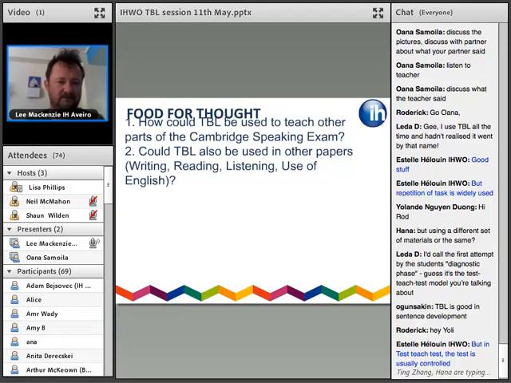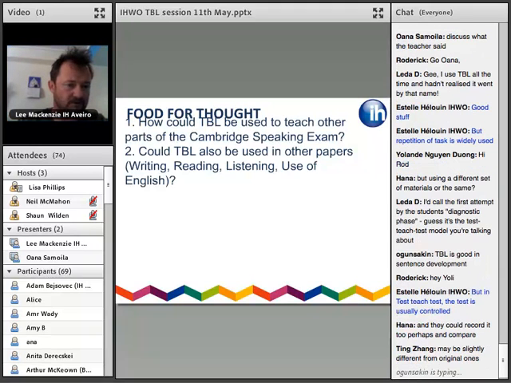So I'm going to leave you with the following. How could TBL be used to teach other parts of the Cambridge speaking exam? So you've got speaking part 1, speaking part 3, speaking part 4. And could TBL be used in other papers?